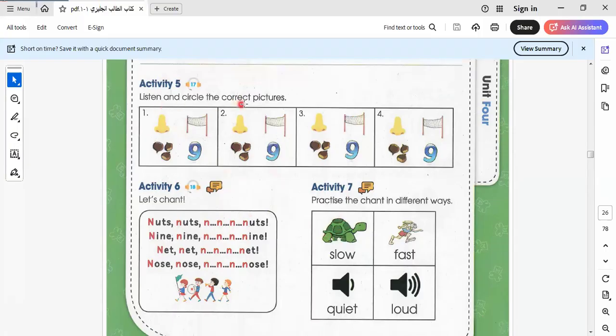Here we have: listen and circle the correct pictures. We have here nose. Which one? Here is nose. Here is net. Here is nine and nuts. All these are words related to the letter N.